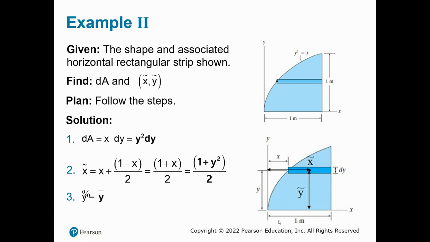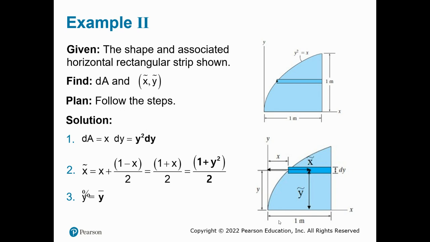In this example number 2 right here, we are going to do a horizontal strip. So dA is equal to x dy, x being the actual length of the darker blue horizontal strip.